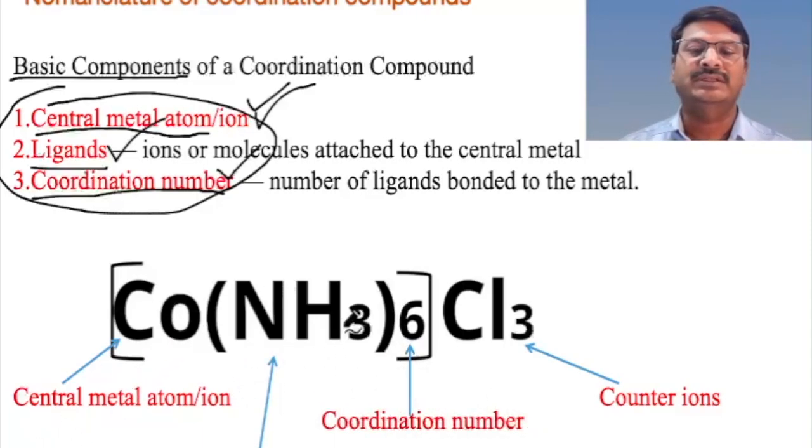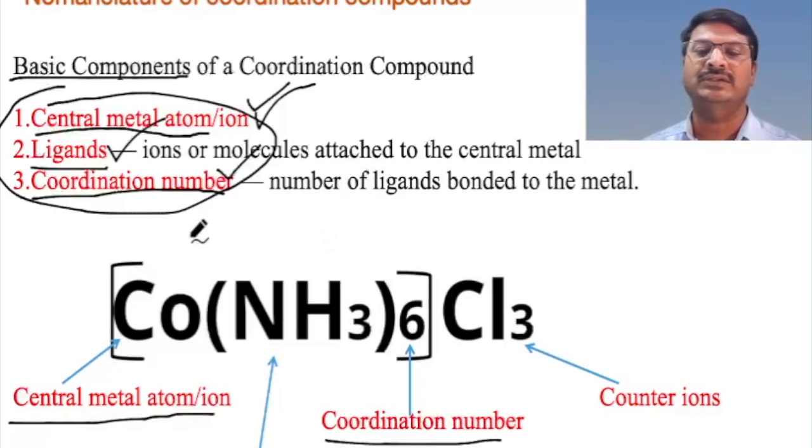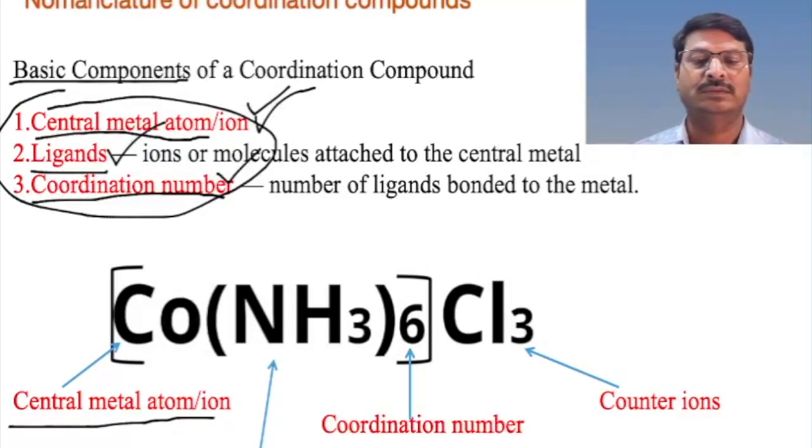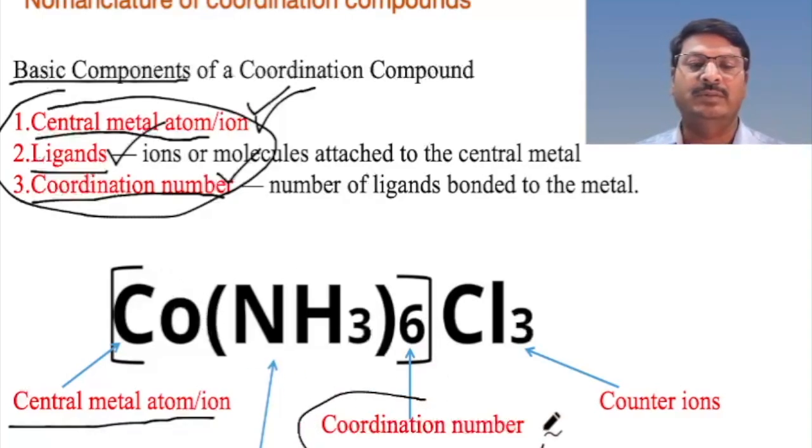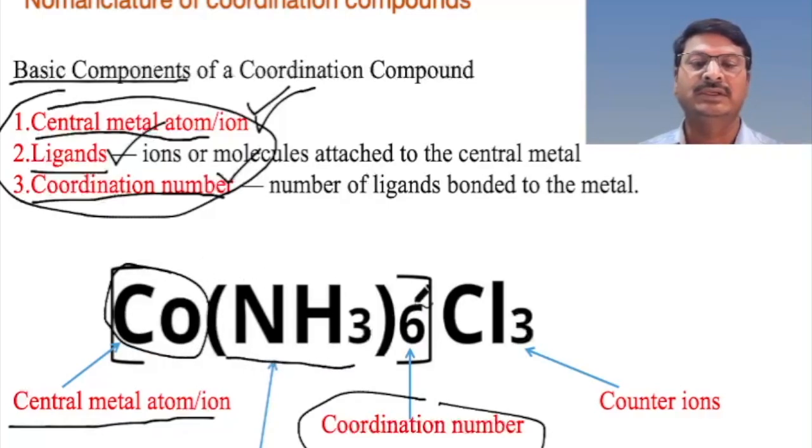Co(NH3)6 Cl3. In this, the central metal ion is cobalt. Next, the ligands are ammonia molecules. The coordination number is 6. The number of ligands attached to the central metal ion is called the coordination number. In this, a total of 6 ammonia molecules are attached to cobalt, so its coordination number is 6.